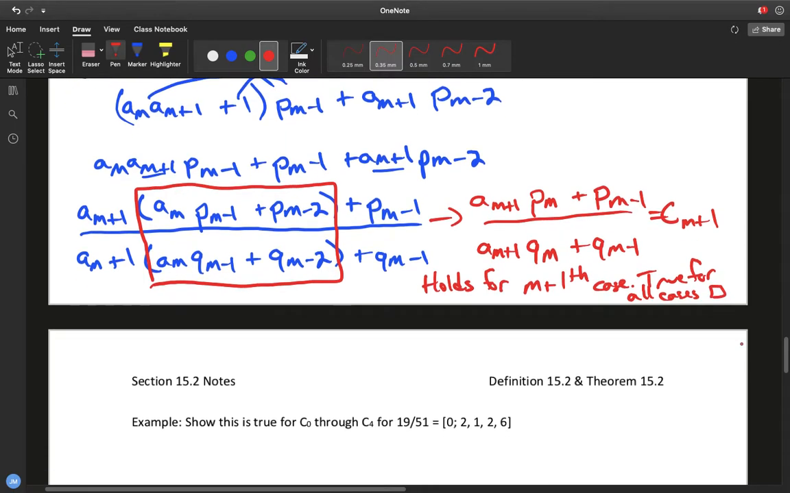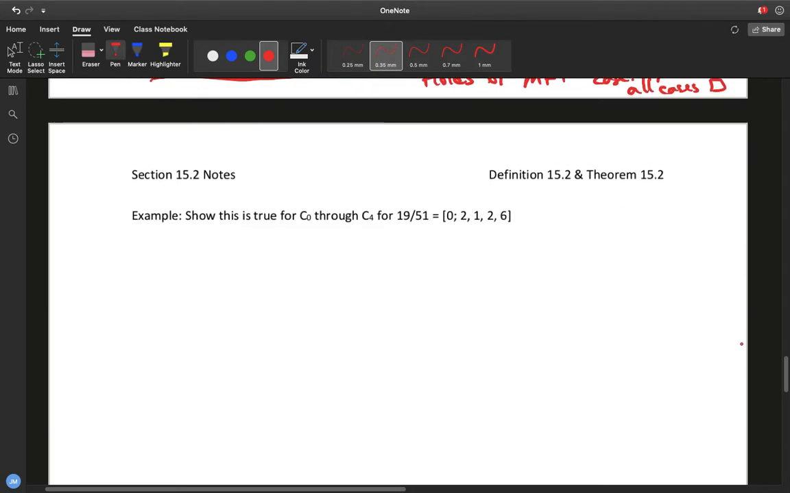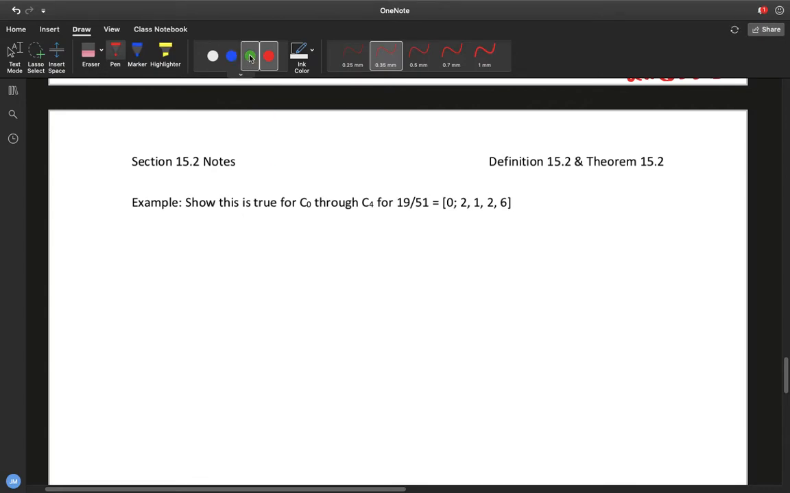Okay, so let's just do one quick example putting this theorem into practice, and then that'll be all that I've got for you. So in this example, show that this is true for c sub 0 through c sub 4, namely for the fraction that we've continued to work with, which is 19 over 51, which again can be written as 0, 2, 1, 2, and 6. Okay, so to begin with, we're going to go ahead and calculate our p values, and then we'll do our q values, and then we'll take those to find our c values.